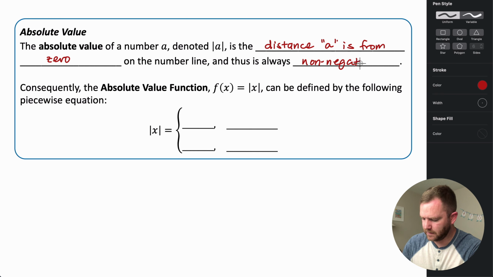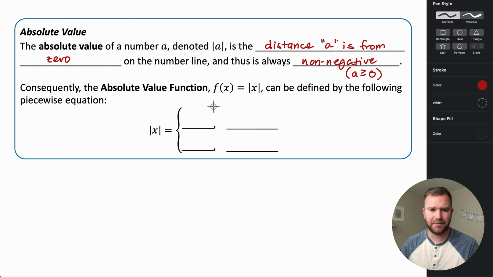Now, because absolute value is representing a distance, we would say that it is always non-negative. It's not quite as precise to say that it's always positive because a could be greater than or equal to 0. Because it could be equal to 0, and 0 is neither positive nor negative, we just say that it's non-negative.